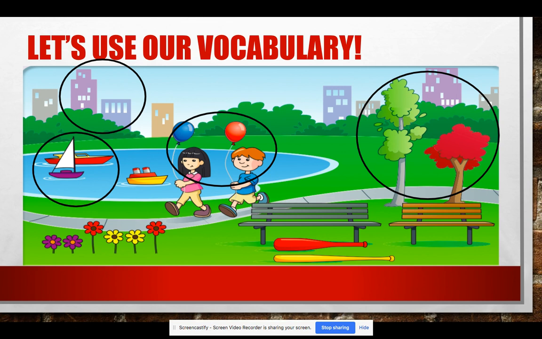Let's look at the flowers. With the flowers, I could say that the red flower is taller than the yellow flower. And then if we look at the bats, I could say that the yellow bat is longer than the red bat. Are there any other objects in the photograph that we did not talk about? What could we say about some other objects in our photograph?